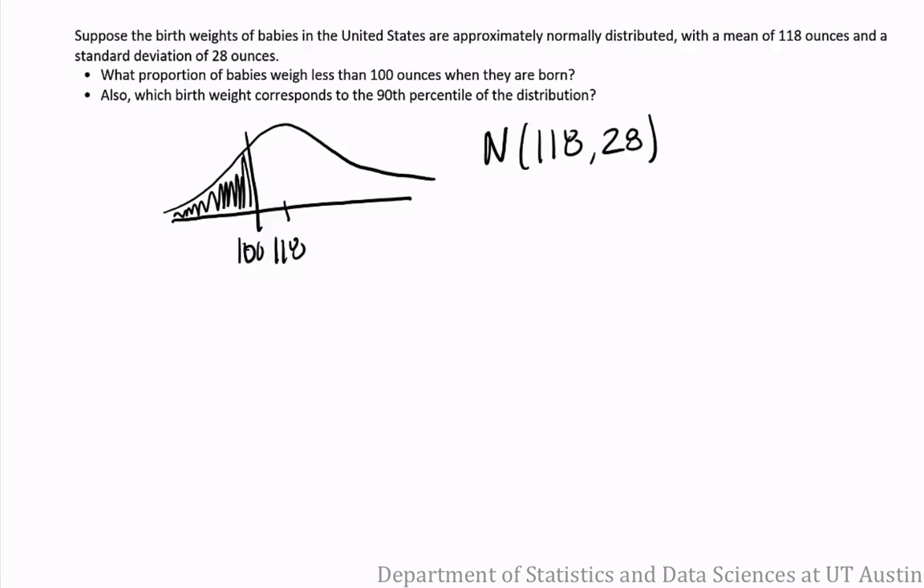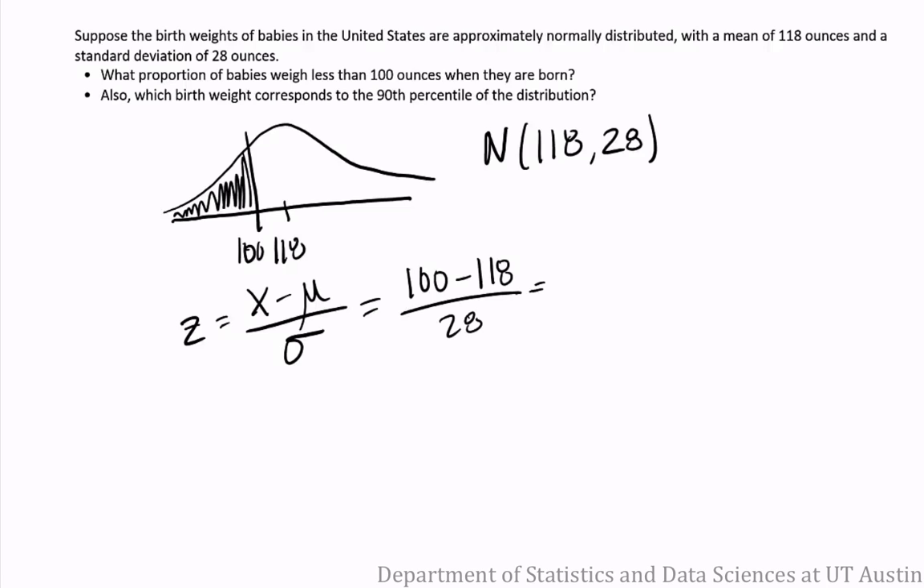So the first thing we're going to need to do is find the z-score associated with 100 ounces. So our formula for z is a value minus the mean of the distribution divided by the standard deviation of the distribution. So we're just going to plug in 100 for x minus 118 divided by 28. And we get a z of negative 0.64.